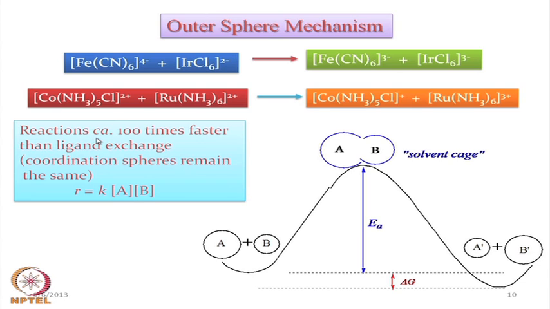In this particular case, the reactions are about 100 times faster than the ligand exchange rate, and the coordination sphere remains the same. As we just told you, the rate R is dependent on K and the concentrations of A and B. So, in this case there is something which can be considered a tunneling mechanism. The outer sphere mechanism is also true for biological electron transfer, where a tunneling type of mechanism is operating.